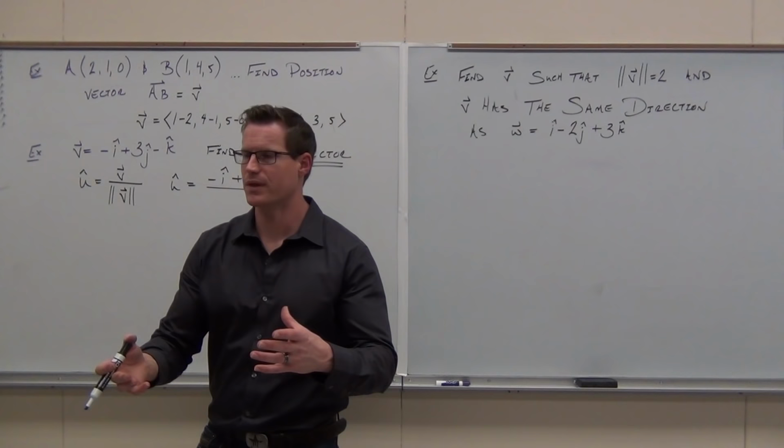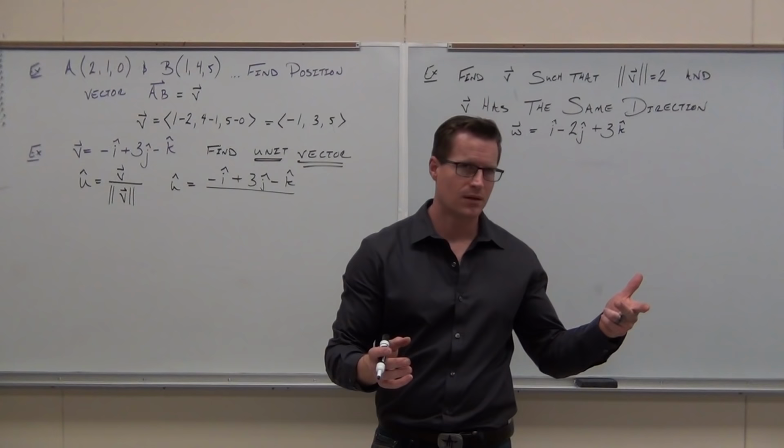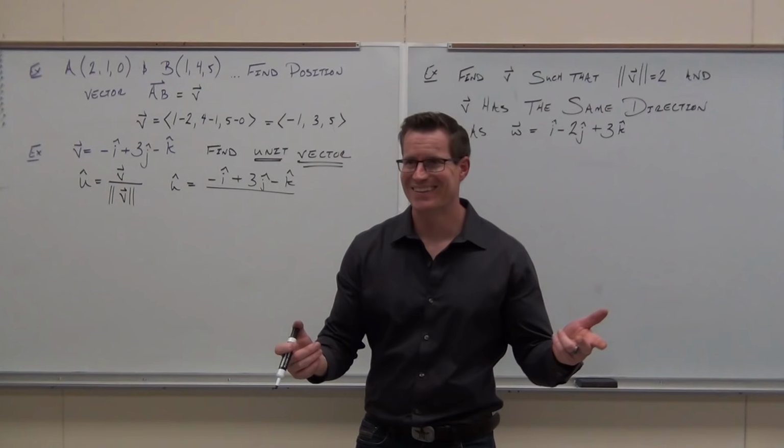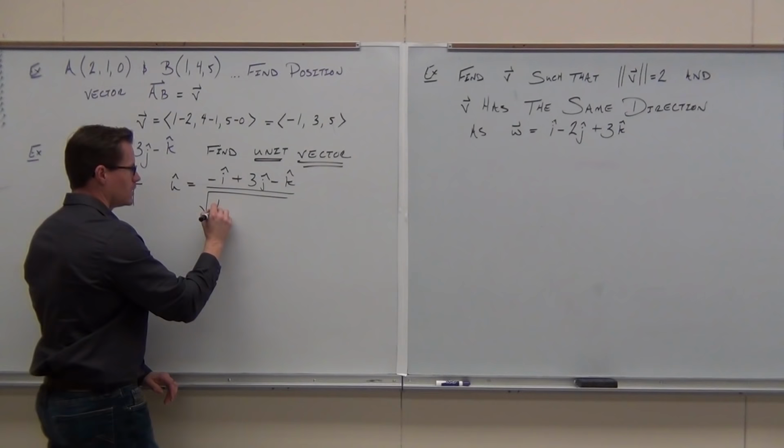So let's find the magnitude. Explain to me in the simplest way ever how you find the magnitude of a vector. What are the three things you do? Square root. That's what you do. So underneath this square root, we're going to take, do the negatives matter? No. It's just 1, 9, 1. I hope I did it right.